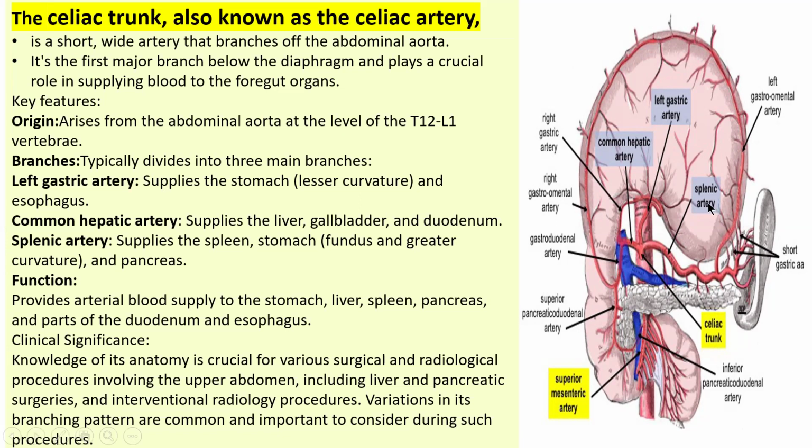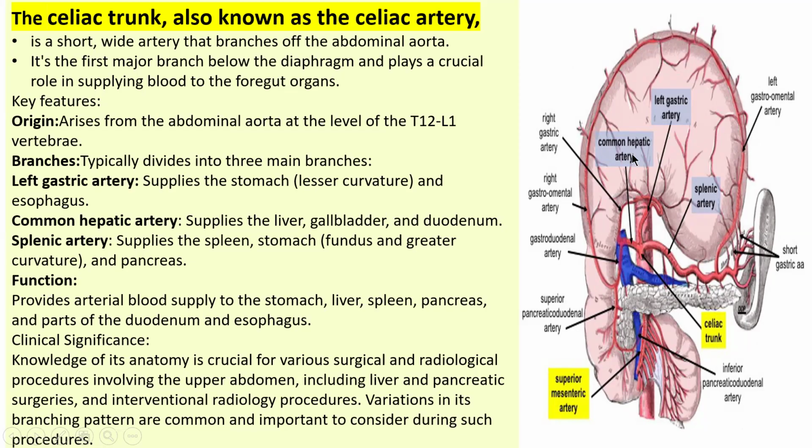Splenic artery means to the spleen. So it supplies blood to the spleen, stomach fundus and greater curvature part, and also to the pancreas. So the celiac trunk is divided into three parts. First is the left gastric artery, which supplies blood to the stomach and esophagus. Splenic artery: spleen, stomach, pancreas, SSP.